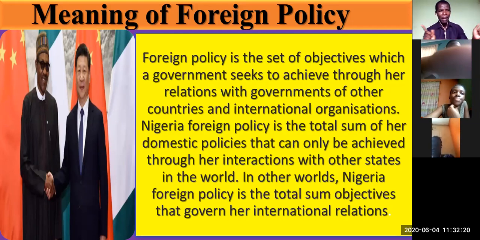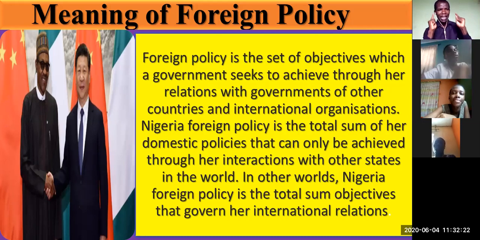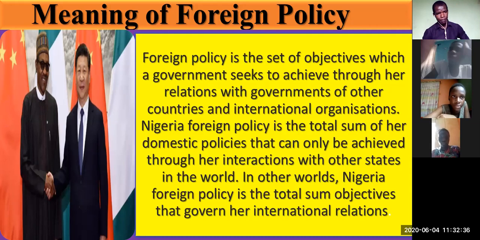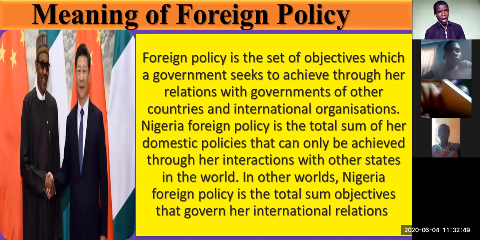Nigeria's foreign policy simply implies the totality of objectives, the sum total of aims, or what Nigeria demands and seeks to achieve in the international system. I will explain this again, going back to what I said when I was teaching interdependence of nations.